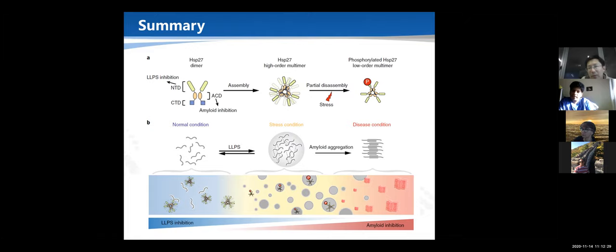It's always difficult to study. It's very complicated, the chaperoning network in vivo. So that's one very challenging thing.